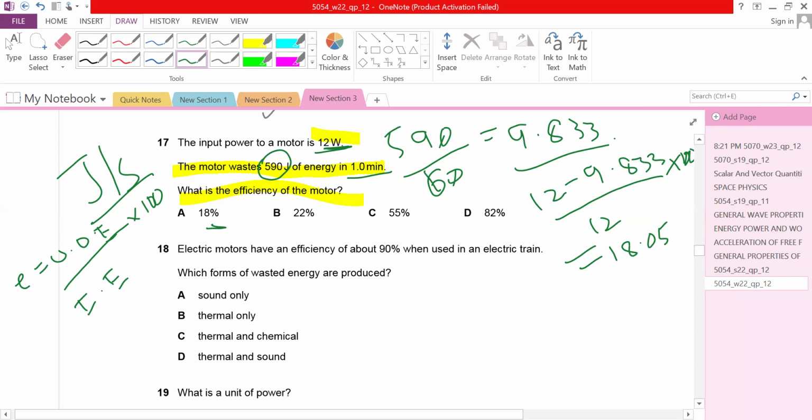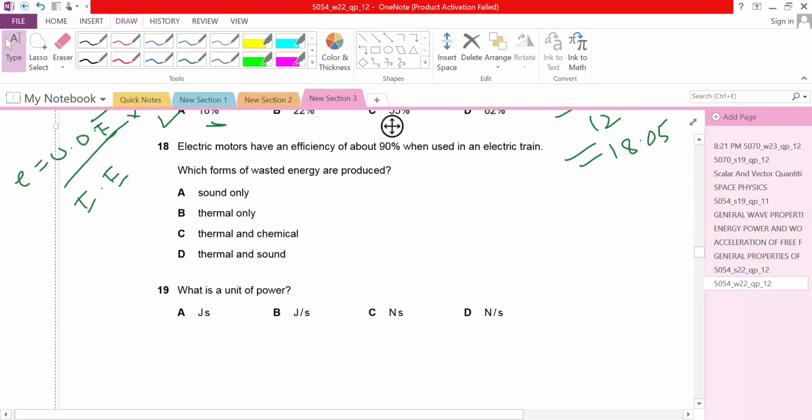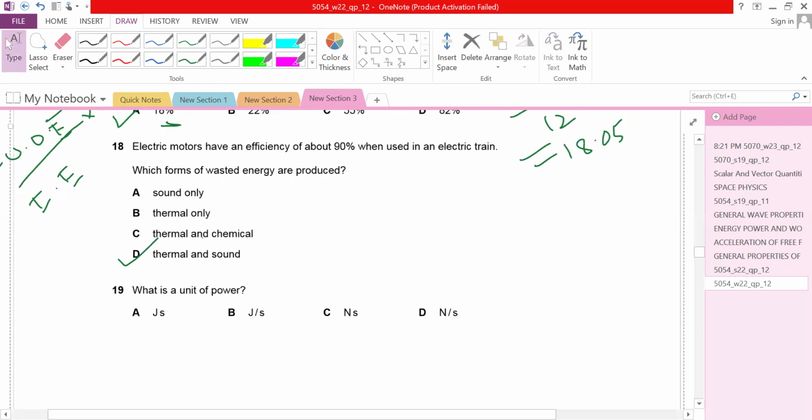Looking at the options, you can see that option A is correct for question number 17. Question number 18. Electric motors have an efficiency of about 90% when used in an electric train. Which forms of waste energy are produced? So the waste energy in an electric motor is B, thermal and sound.